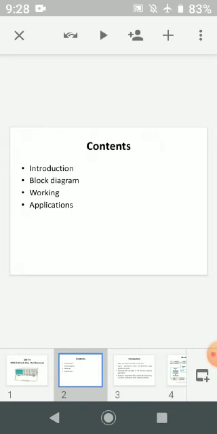The cathode ray oscilloscope is a type of electrical instrument which is used for analyzing waveforms in our laboratories. So we are going to discuss in detail about this cathode ray oscilloscope in the following slides. The contents of this presentation include introduction, block diagram, working, and applications.